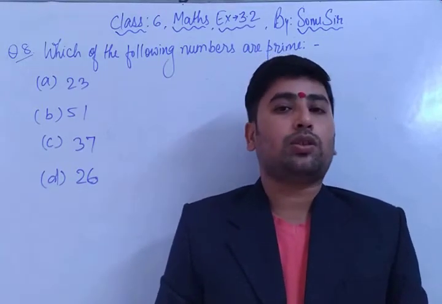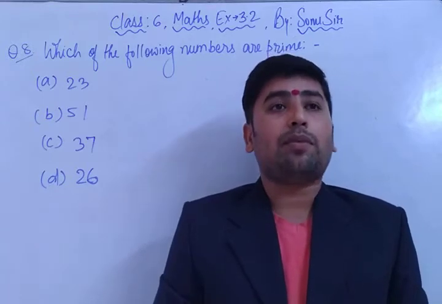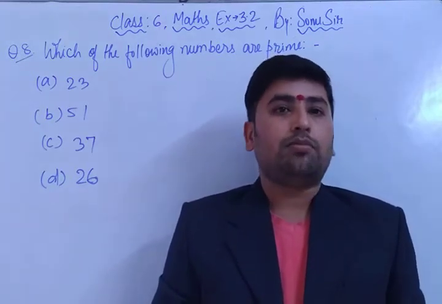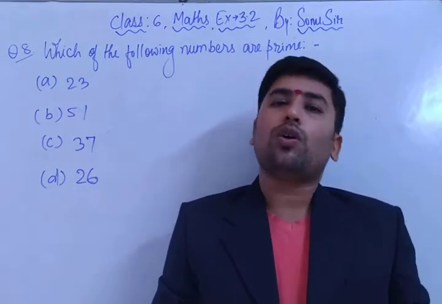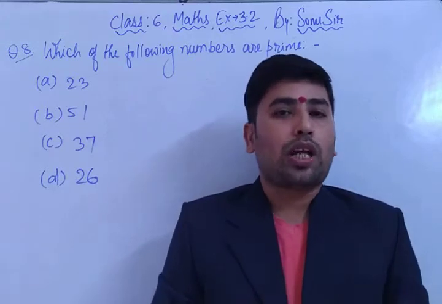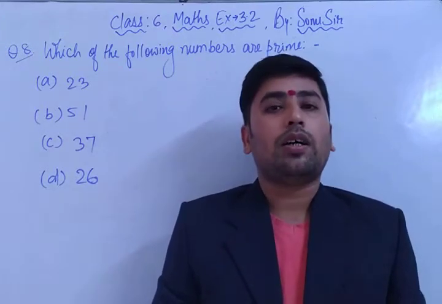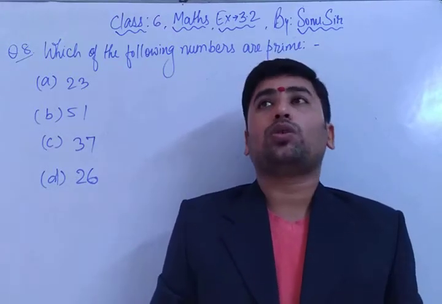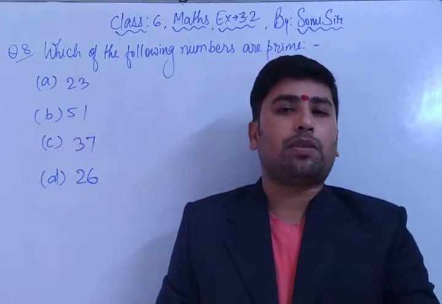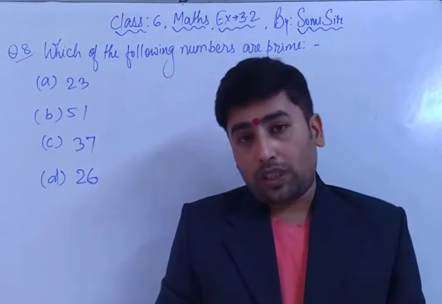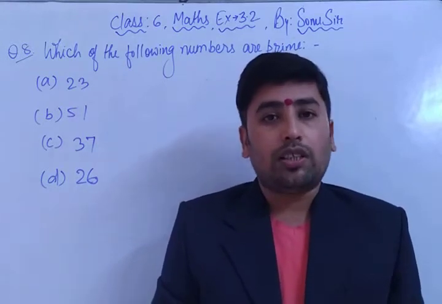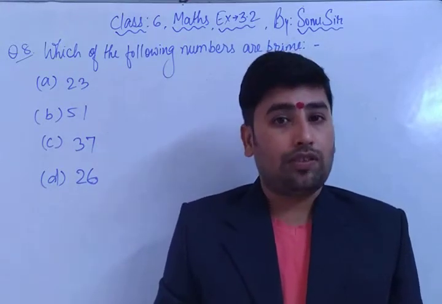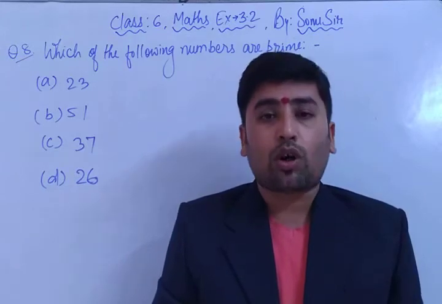I want to remind you, the prime numbers are the numbers which are divisible only by 1 and itself. Means they do not have more than 2 factors, either that number or 1. Except these two, they do not have any factors, so that's why they are called prime numbers. If anybody asks you what a prime number is, just give a simple answer: a number which is divisible by 1 and itself is called a prime number.